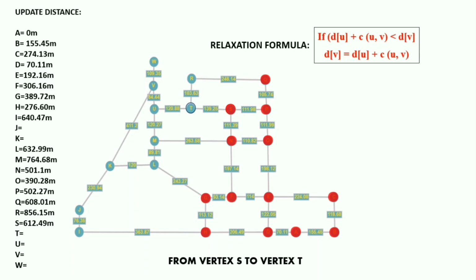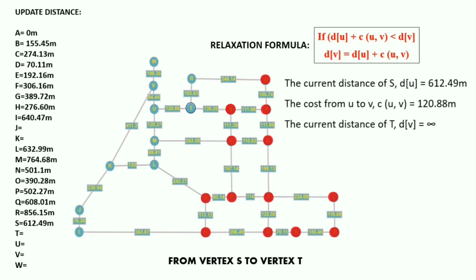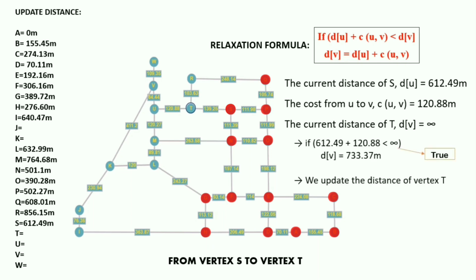The vertex connected to vertex S is T, but not vertex P because we already visit vertex P. So we perform relaxation to the connected vertex. From vertex S to vertex T, the current distance of S is 612.49 meter, while the cost from U to V is 120.88 meter, and the current distance of T is infinite. So this is the condition. It is true, so we will update the distance of vertex T.